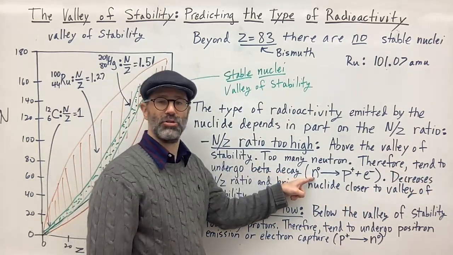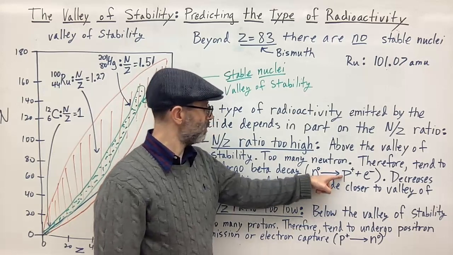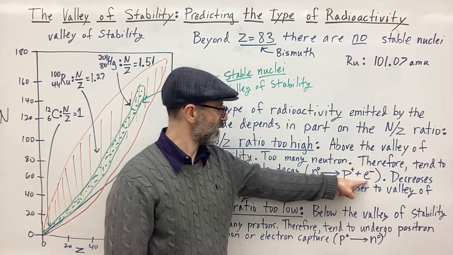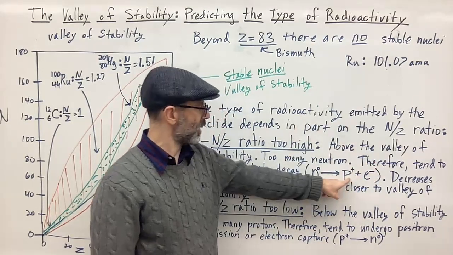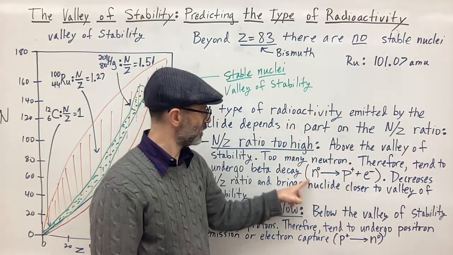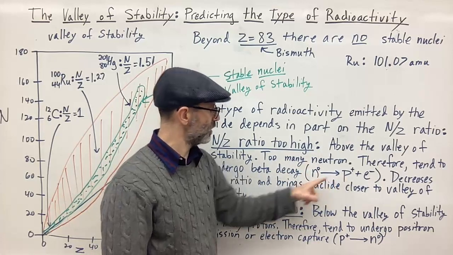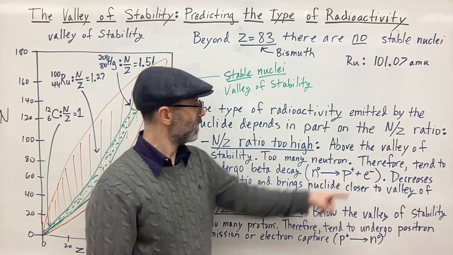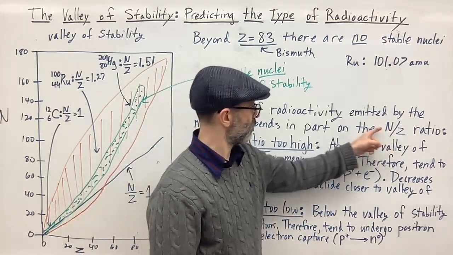You're taking a neutron and it's breaking apart into a proton and electron. So the beta particle, which is the electron, goes out of the nucleus and you're left with the proton. So you're changing neutrons to protons. So you're decreasing the neutrons and increasing the protons. Therefore, you're decreasing the ratio.